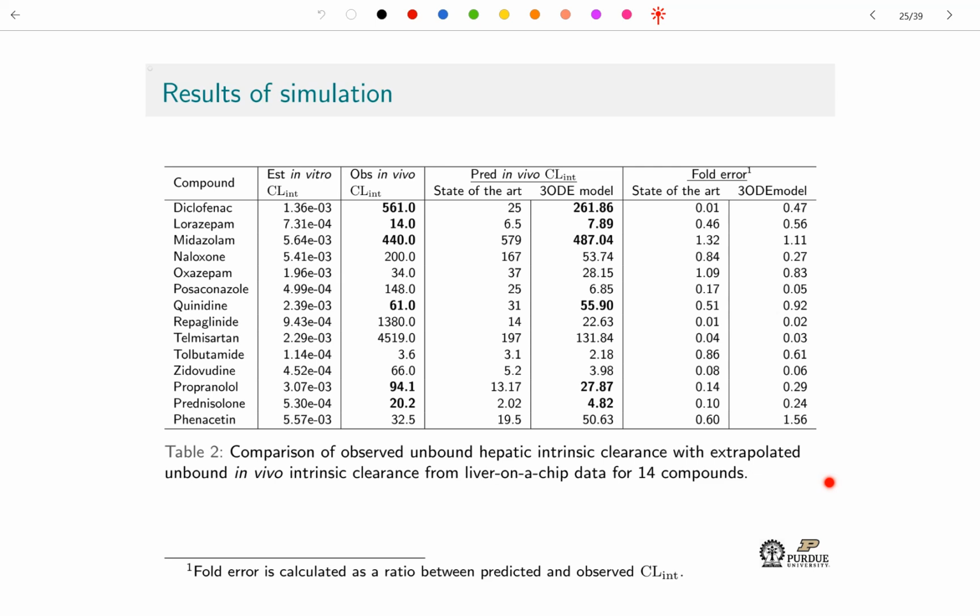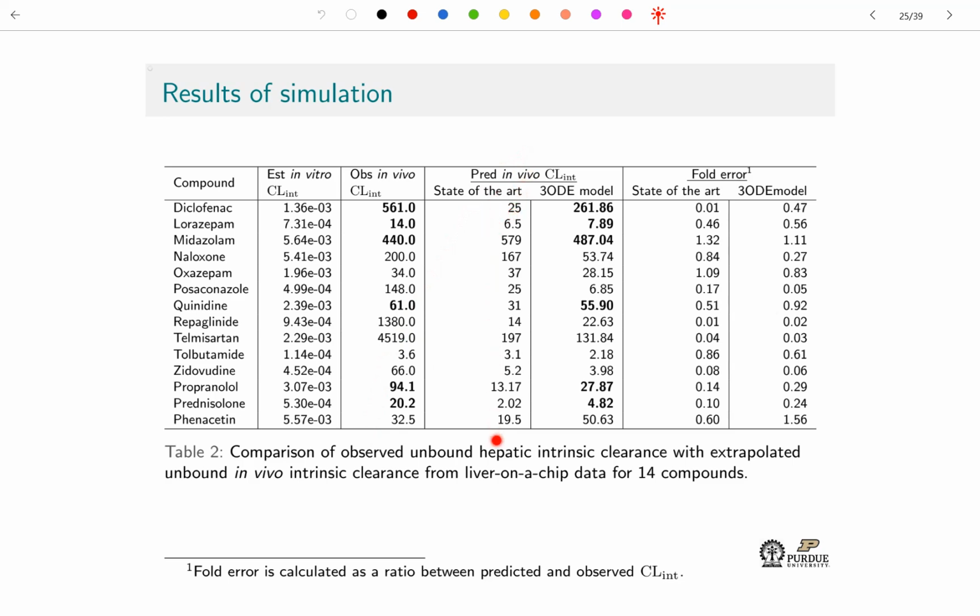So this is the overall results of simulation of the 14 compounds. We have the compound names here. We have the estimated in vitro clearance from the model. The third column is the observed in vivo clearance, the human observed value. Then we have the predicted in vivo clearance.